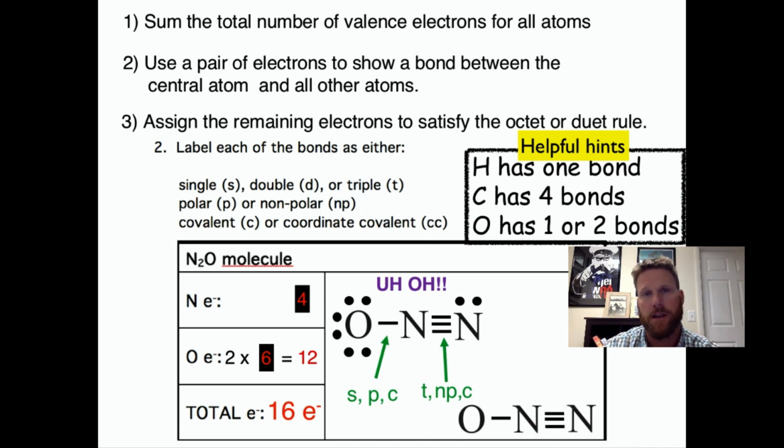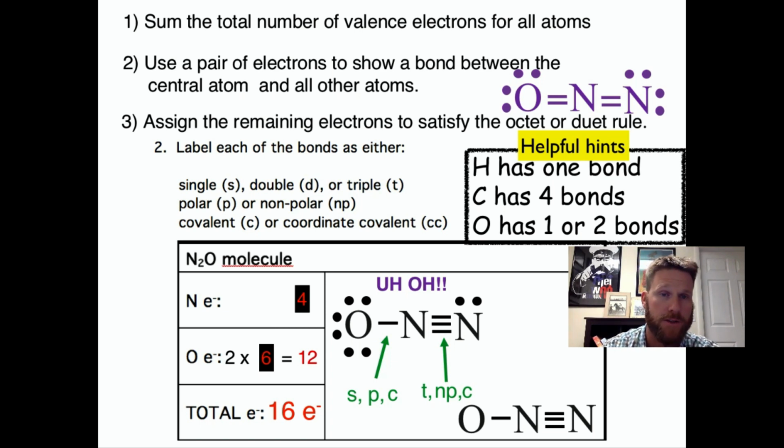Now here's the thing. You could actually draw another Lewis structure that would be correct. You could draw something like this, where you have a double bond between the nitrogen and oxygen and a double bond between the 2 nitrogens. This also satisfies the octet rule for all the atoms. It is a perfectly acceptable Lewis structure. So sometimes when you draw these, there's more than one way to cut your grass.